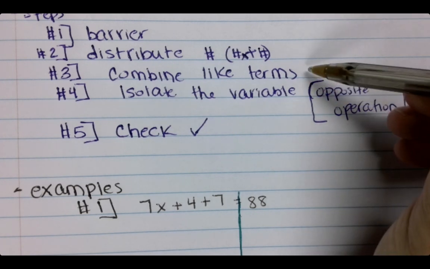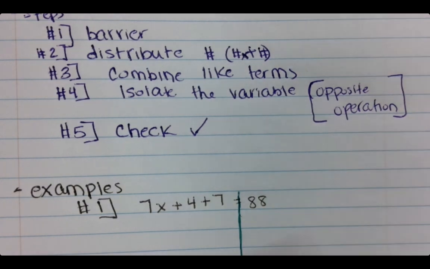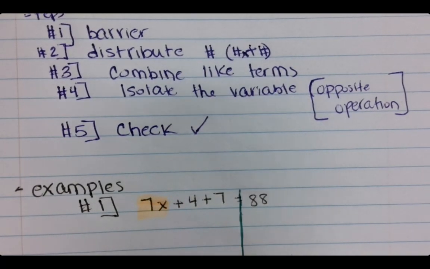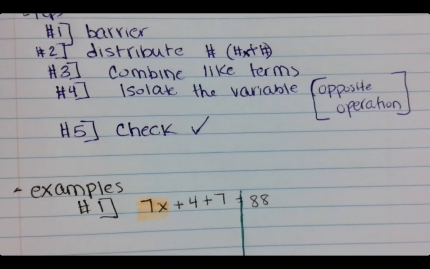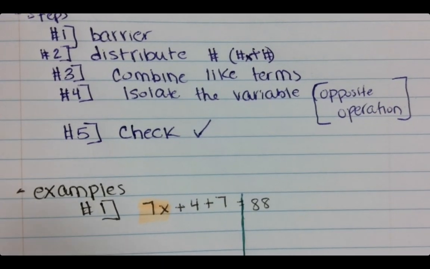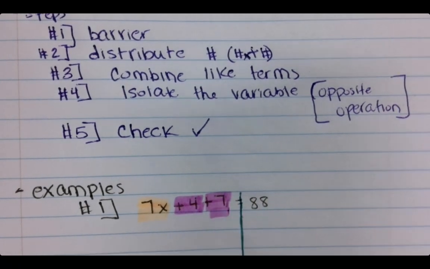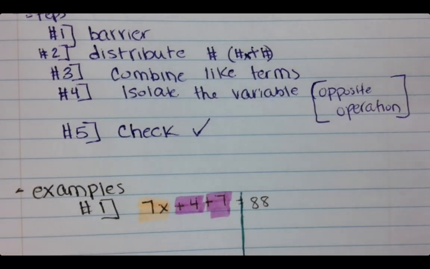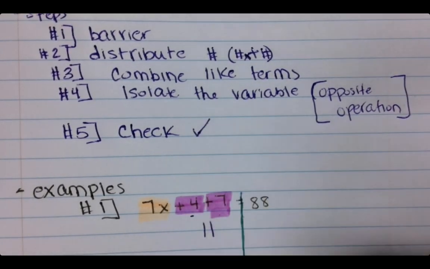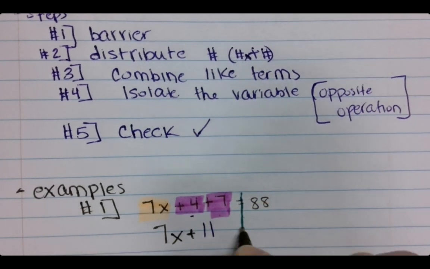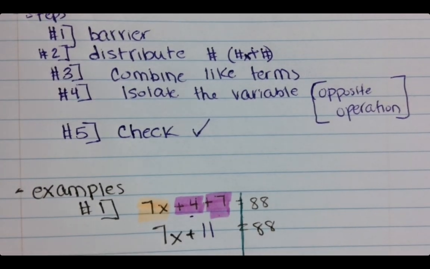So now we need to combine like terms. So we have to look. There are 3 terms on this side, so let's see if anything can be combined. Is there anything that is in the x family? Nope. So we're just going to leave it. Is there anything that's in the plain number family? Yeah, that plus 7. So let's put those 2 purples together. That would be 4 plus 7 is 11. And then just bring down our 7x and bring down our 88. Now we have a 2-step equation.